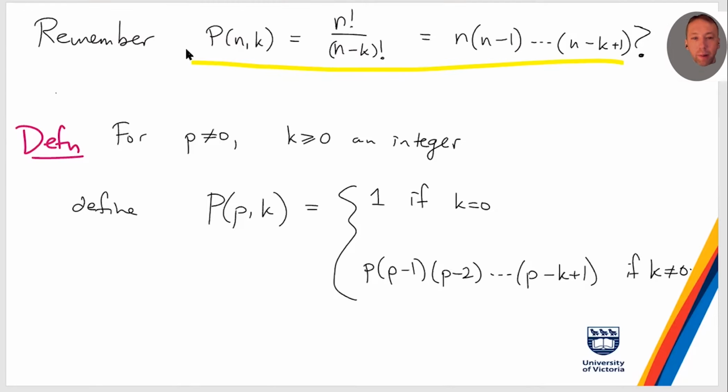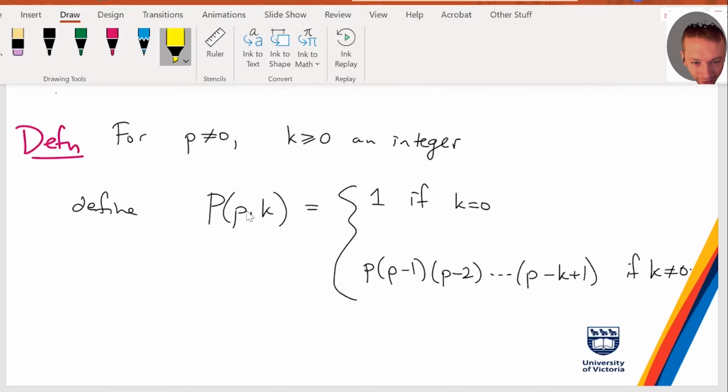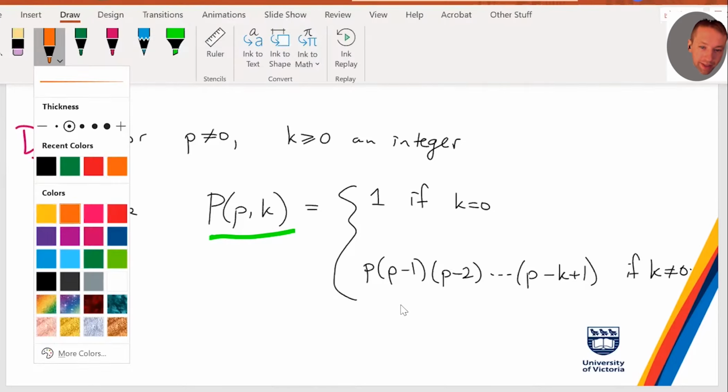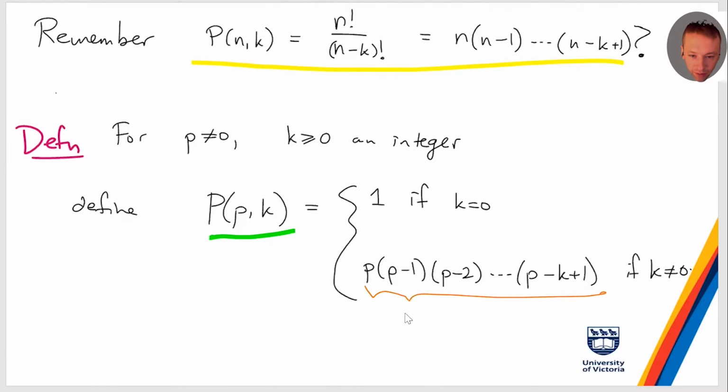So I'm going to define a big P of little p comma k. A technicality: if k is 0, we make it 1. So P(p, 0) is always 1. And if k is not 0, we define it to be p times p minus 1, p minus 2, dot dot dot, down to p minus k plus 1. And why are we doing this? Because this is the same thing that appeared before. This is our kth derivative applied at 0, right? This is the reason we're defining this.